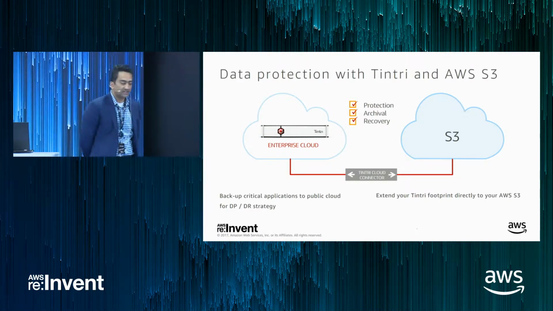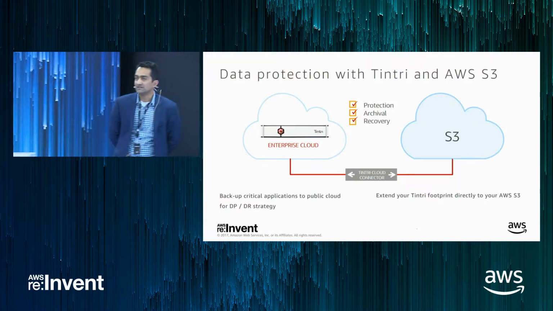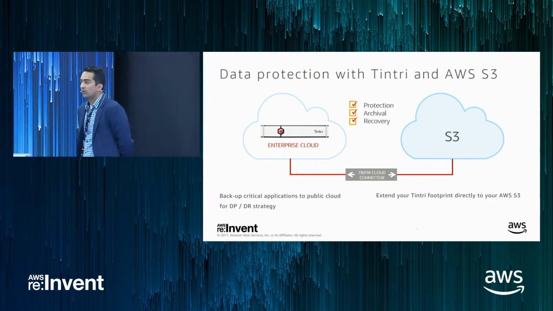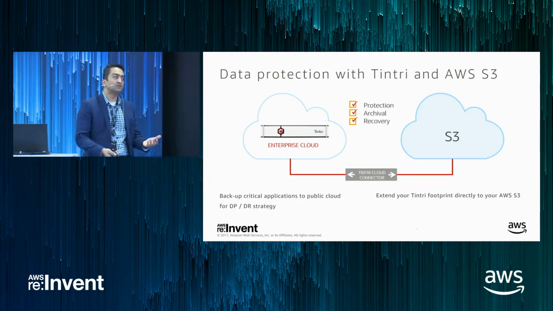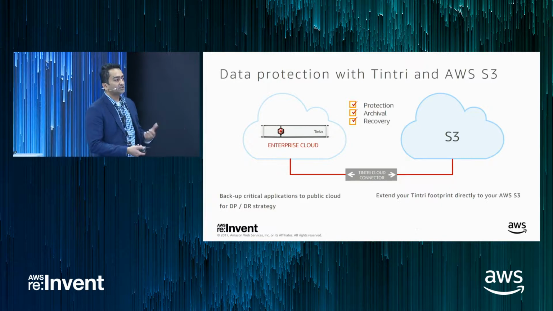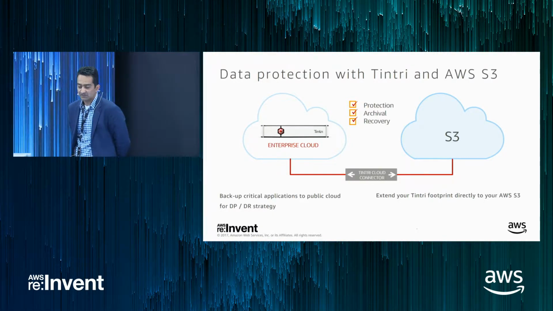And also you can extend your Tin Tree footprint directly to your AWS S3. So it's not just about your DPDR, but you want to use S3 as a part of your whole enterprise solution. You can bring your Tin Tree storage footprint and connect it with AWS S3, and that's what we have seen people do.